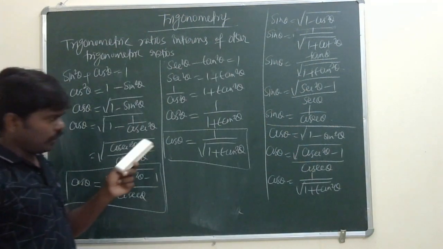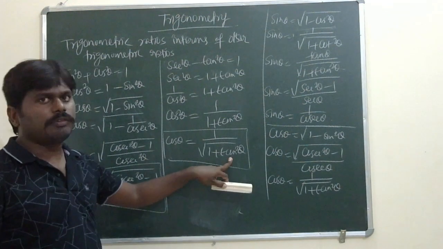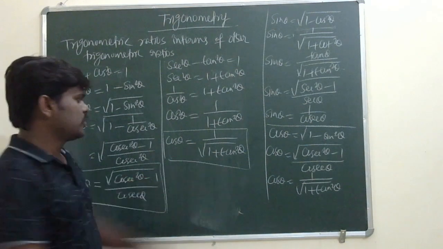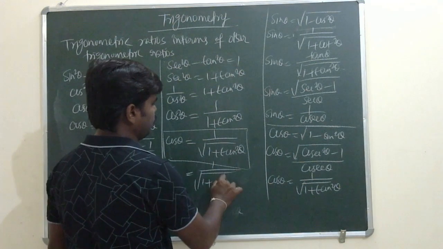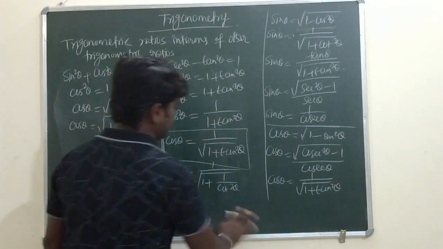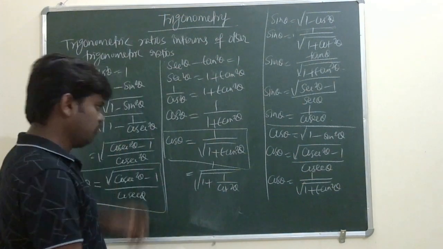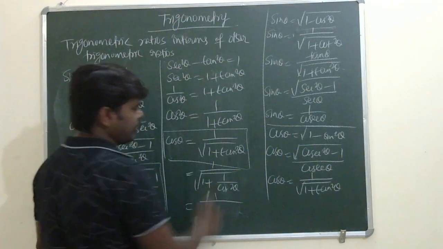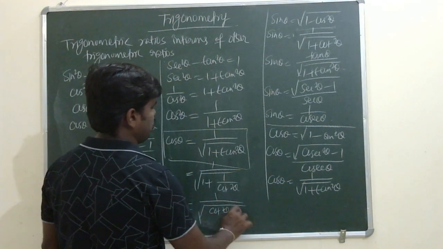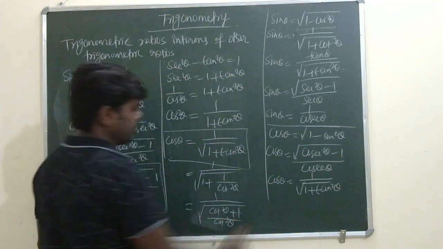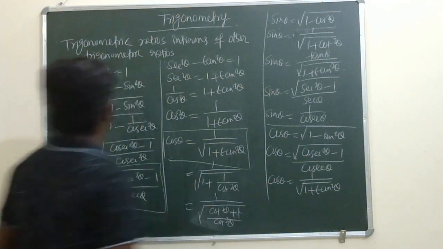Now if you want to express cos theta in terms of cot theta, simply we write tan theta in terms of cot. That is possible by writing the reciprocal of tan. Tan square theta we can write as 1 by cot square theta. Now we take the LCM, which is cot square theta, so we get cot square theta plus 1 by cot square theta.